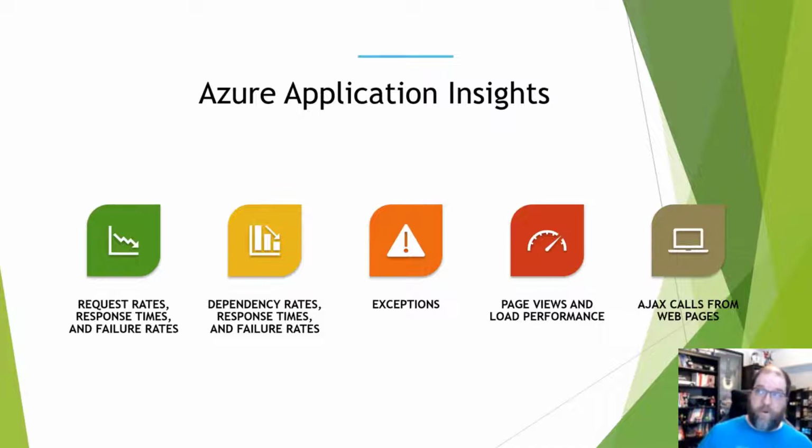If you have dependencies, you're calling out to HTTP services, you're calling out to a database, and your dependency response times suddenly spike and it's taking seconds instead of milliseconds, that's important to look at. If you start getting these exceptions, or the page rendering is taking a long time, all of these things can be triggered on, and you can explore them in depth to figure out exactly what happened.